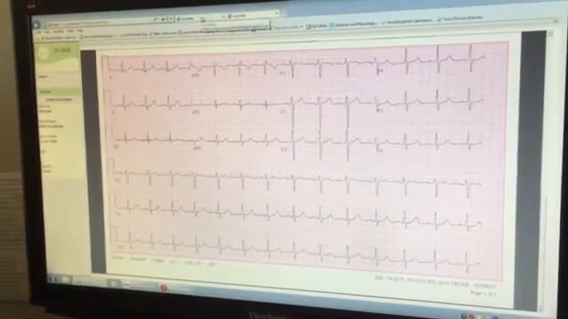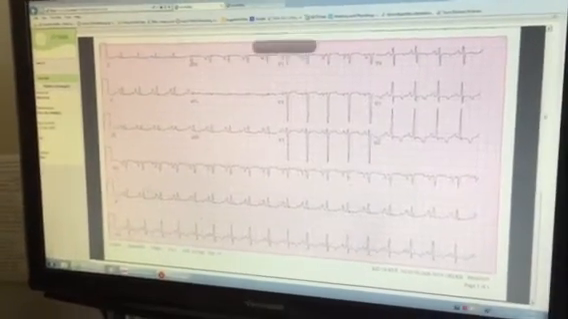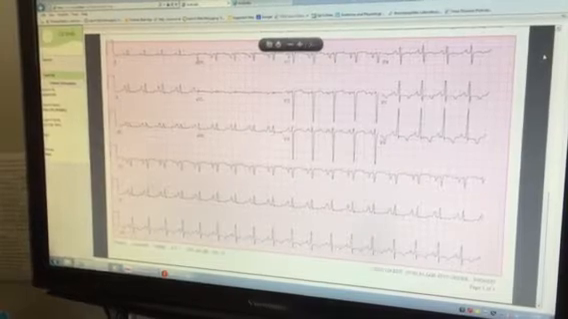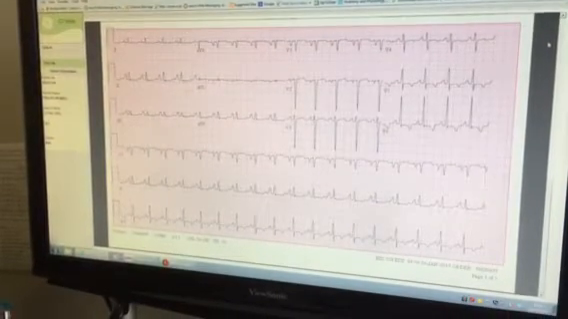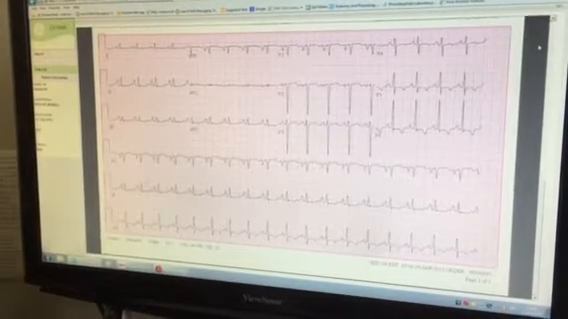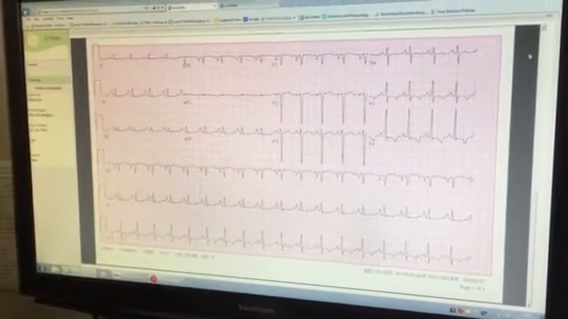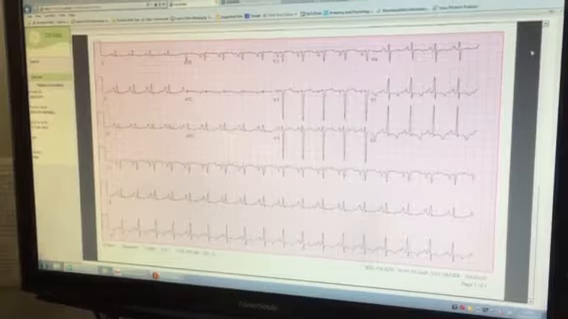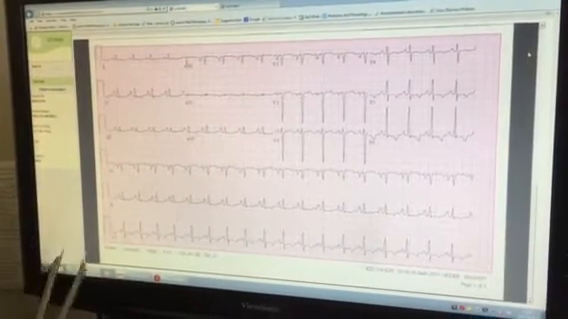Now let's take a look at this heart failure patient. This is a gentleman with a depressed EF and some structural abnormalities consistent with having heart failure. So the first thing you look at, as we would with any EKG, is the rhythm.